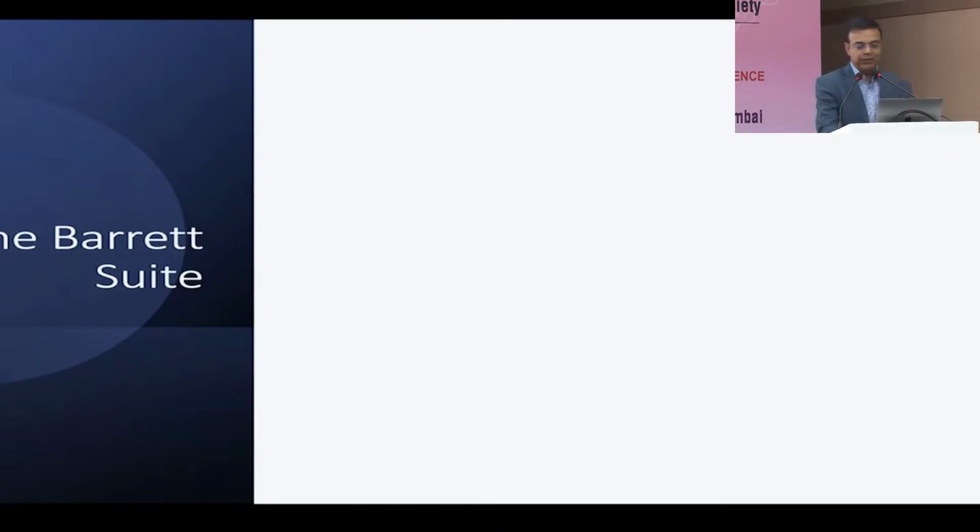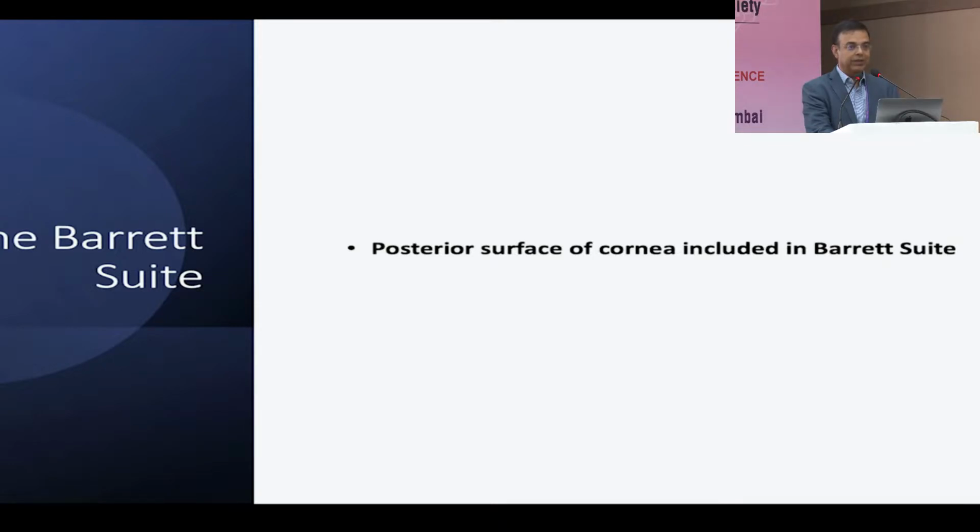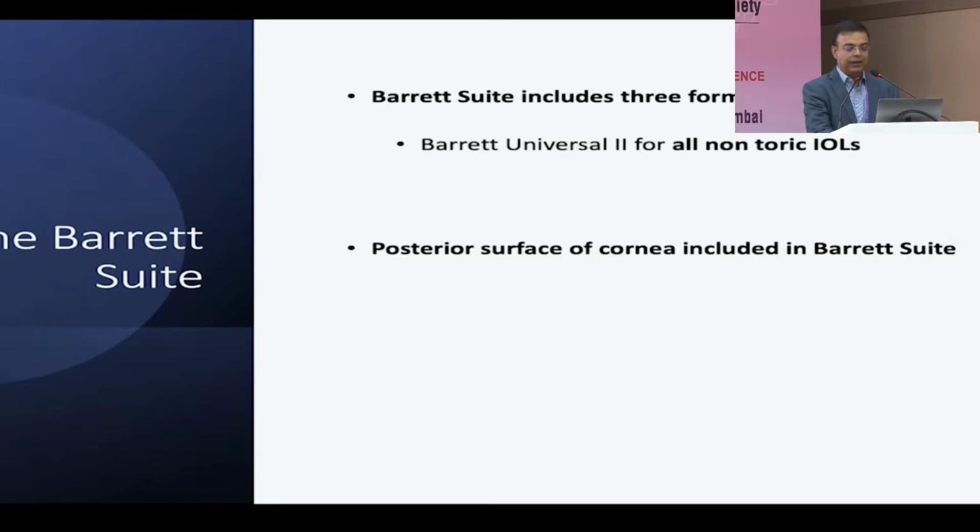Now coming to something which most of us tend to use today, 90% of us might be with this, especially for us who are doing optical biometry, because the Barrett suite takes into account the posterior surface of the cornea, which is included either by measuring it or by using the nomogram for the posterior case derived from the anterior case. So Barrett's Universal 2 for all non-toric IOLs is the benchmark.